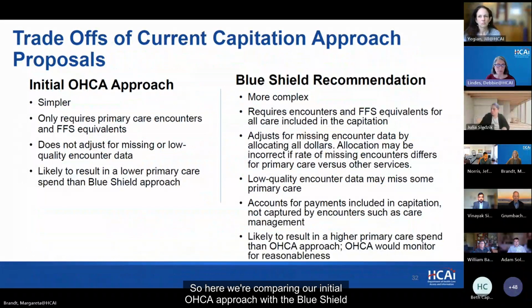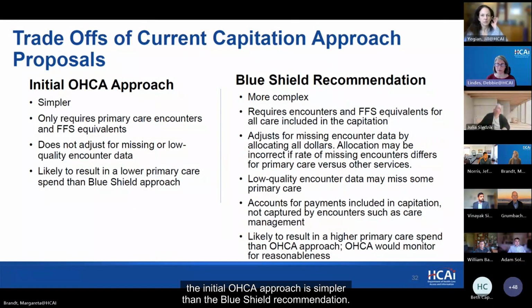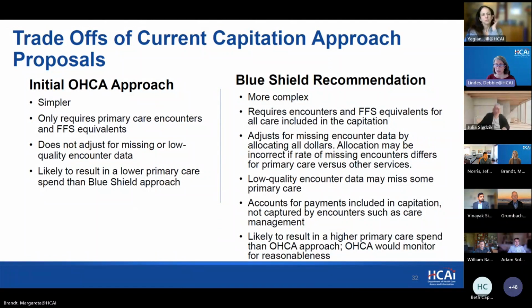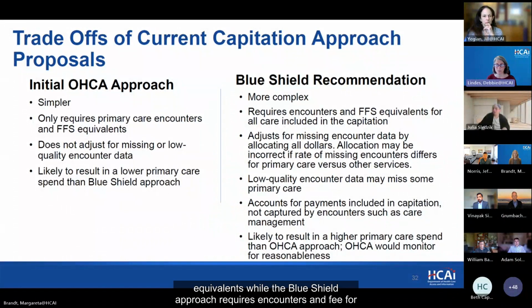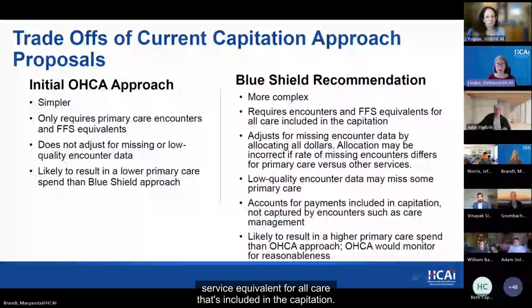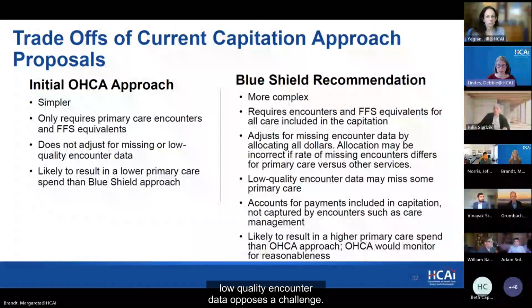So here we're comparing our initial OHCA approach with the Blue Shield recommendation. First of all, the initial OHCA approach is simpler than the Blue Shield recommendation. The OHCA approach only requires primary care encounters and fee-for-service equivalents, while the Blue Shield approach requires encounters and fee-for-service equivalents for all care that's included in the capitation. In both of these approaches, low quality encounter data poses a challenge.